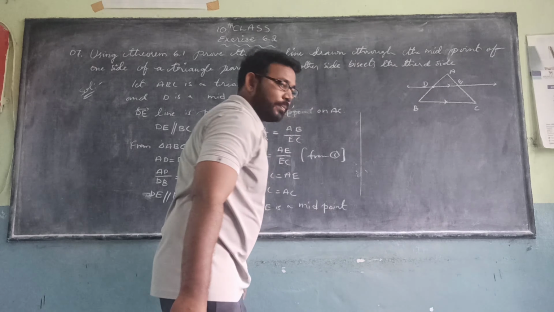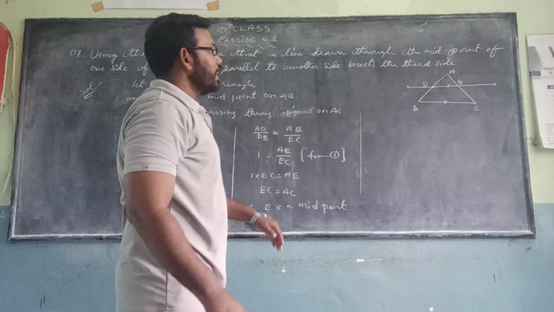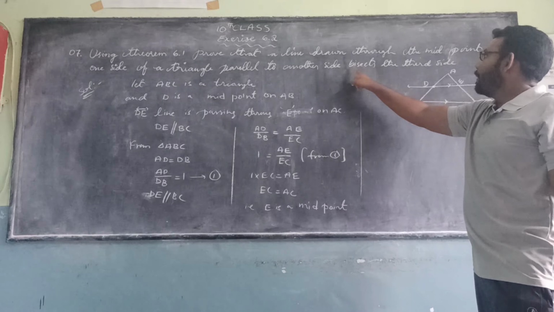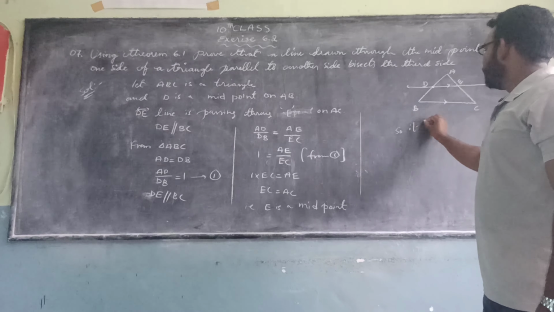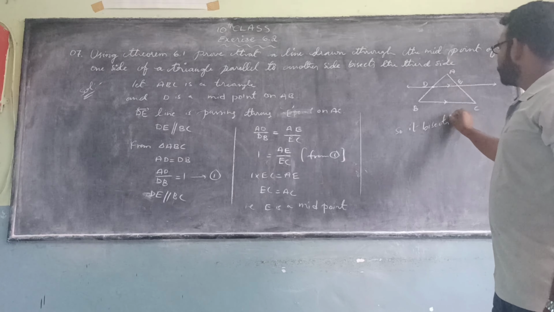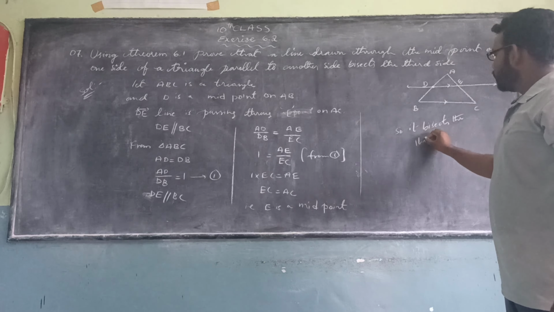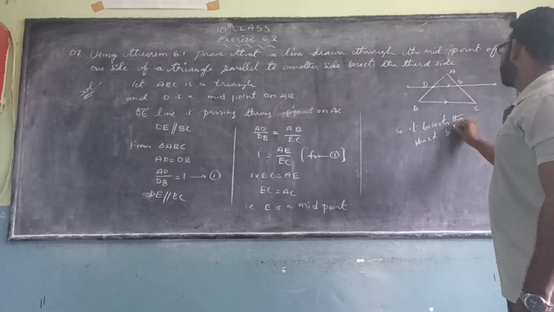So when E is a midpoint, the line passing through the midpoint bisects the third side. So it bisects the third side. Hence proved.